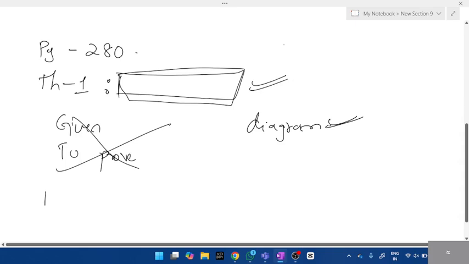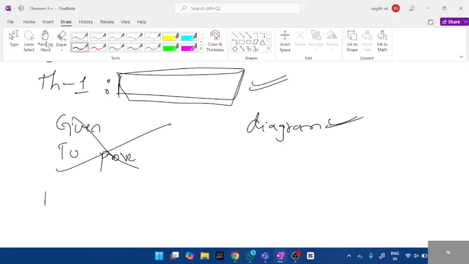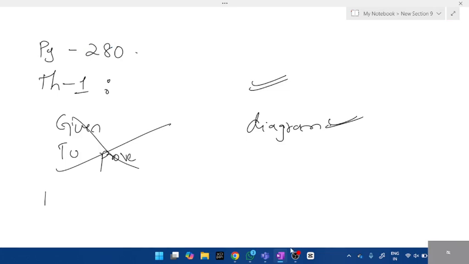Yusra, do you have your textbook with you? Yes, sir. Open page 280, Yusra. Page 280. Okay, let me share a pic, students. I'll tell you how to go through the theorem. Another 5 minutes, we'll end the class.